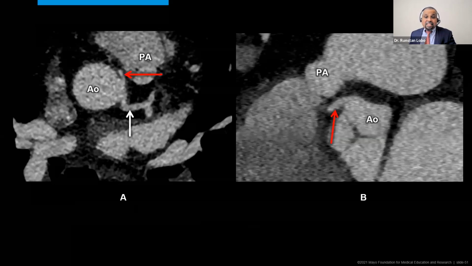Panel A here shows an axial slice with the aorta and pulmonary artery labeled. The white arrow represents the left main coronary artery coming off the left sinus, and the red arrow shows the anomalous right coronary artery coming off the left sinus. Panel B shows a sagittal slice, and you can see with the red arrow the anomalous right coronary artery coming up the left side of the aorta and coursing between the aorta and the pulmonary artery.